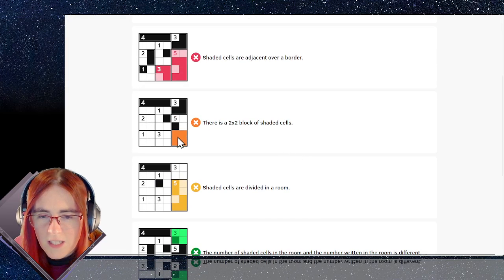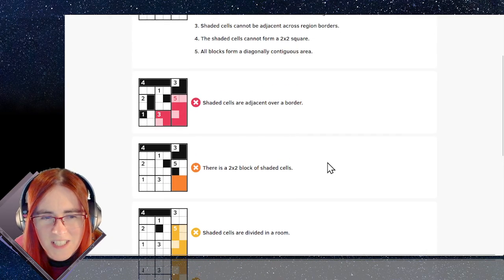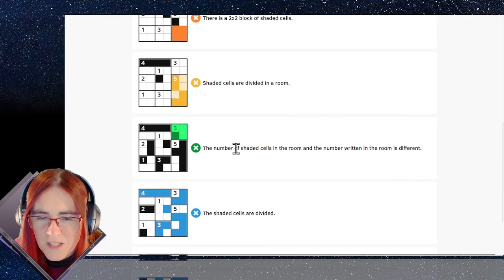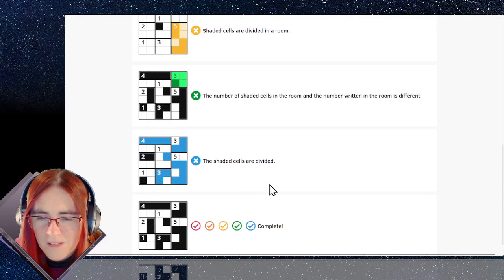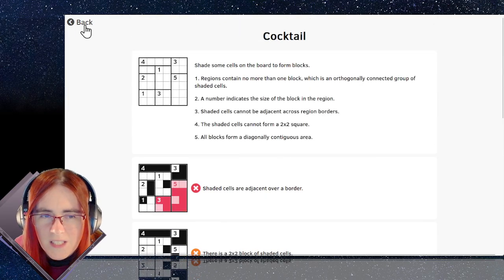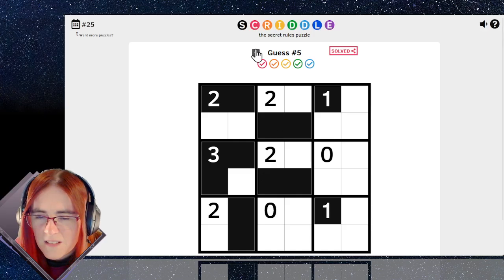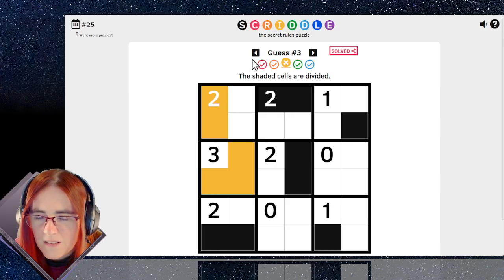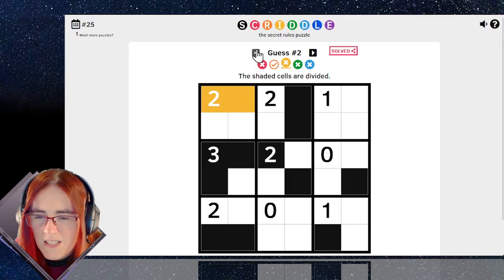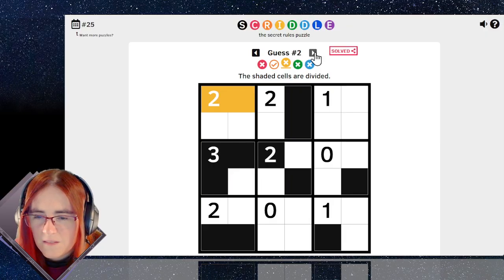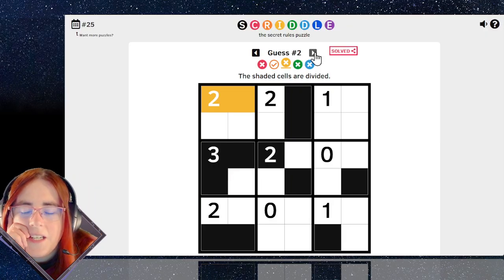Yeah, the orange rule. We broke that once, and I was like, something about rectangles, and then we didn't really think about it again. Just divided in a room. Okay. Yeah, it's called cocktail. So I think, yeah, so it's saying they're divided.